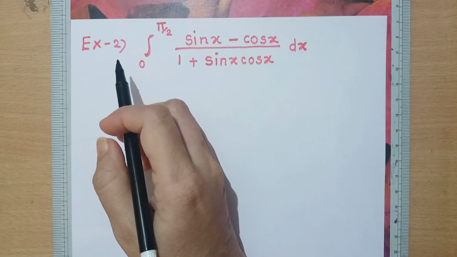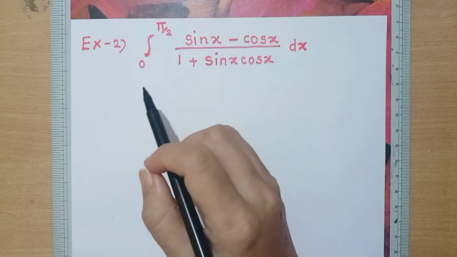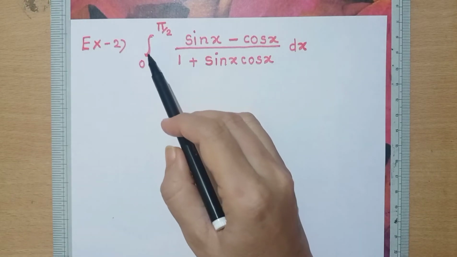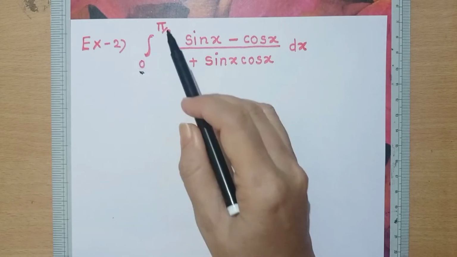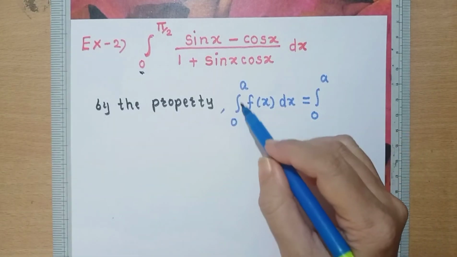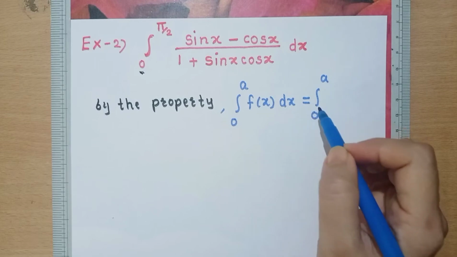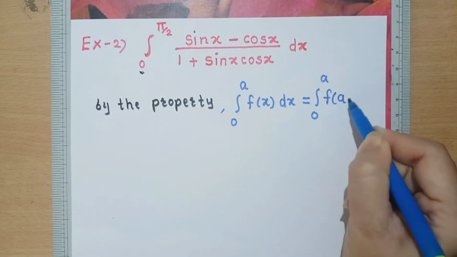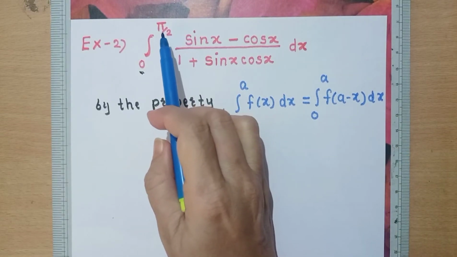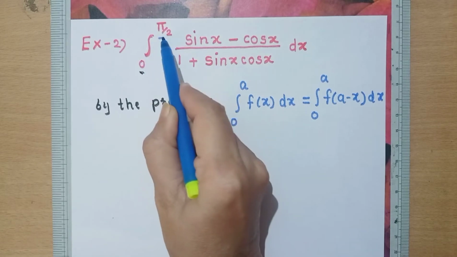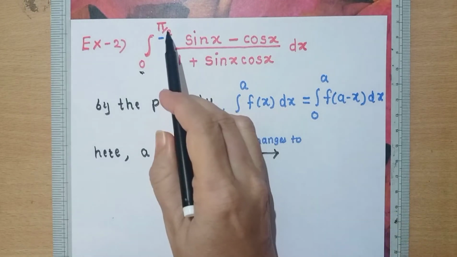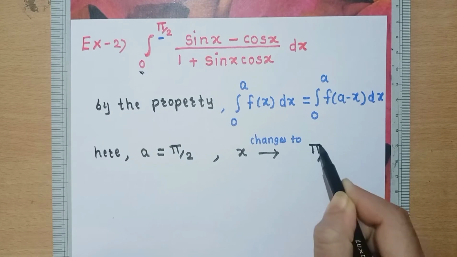This is our second example, and we have to make this integrand into its simplest form by using a property. And again we can observe these limits. These are from 0 to pi by 2. So we have to use the property integration 0 to a f(x) dx equal to integration 0 to a f of (a minus x) dx. That means here we have to subtract the variable from this upper limit, and here the value of a is pi by 2. Therefore this x changes to pi by 2 minus x.